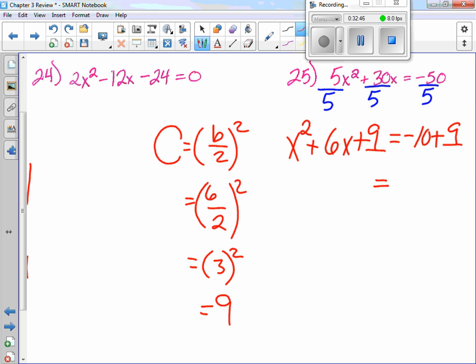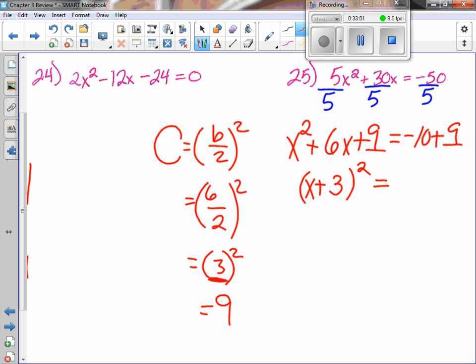Now, because we're talking about completing the square, we're wanting to rewrite this as a set of parentheses squared. And we'd have x. And then what was inside the parentheses before we squared it kind of tells us what's going to go in with x. So it'll be plus 3. Since the 3 inside the parentheses was positive, when solving for the value of c, it'll be plus 3. Now, negative 10 plus 9 is going to be negative 1. Any questions on this here?